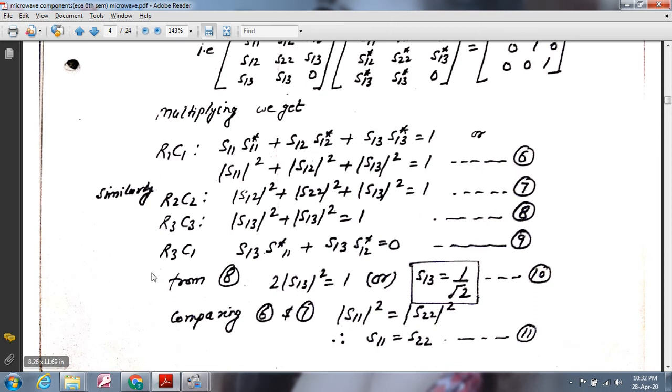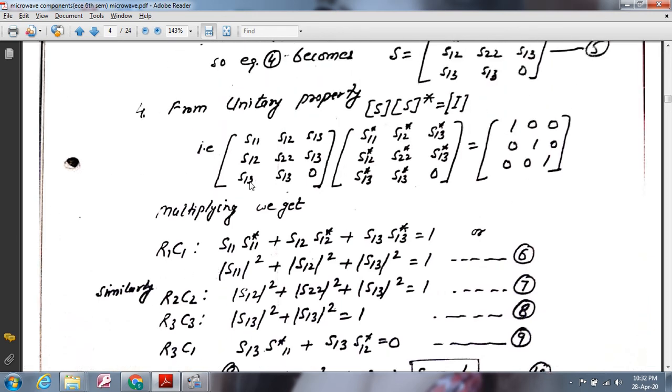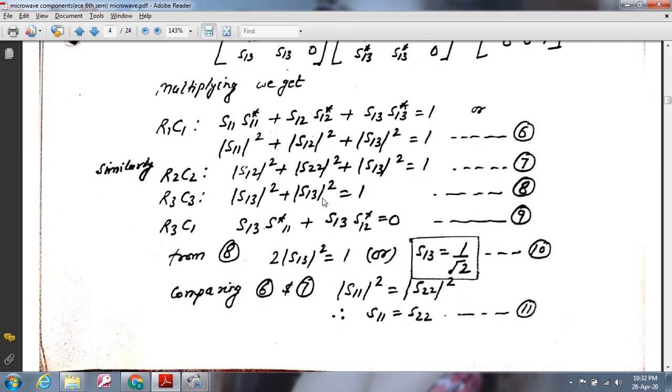Now we take another combination, that is R3 into C1. Now this is row number 3 and this is column number 1 of the second matrix. So if we take the multiplication of this R3 into C1, we will see S13 into S11 star plus S13 into S12 star equals 0. This is equation number 9.